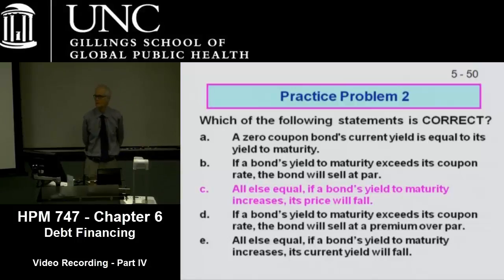What is the current yield on a zero coupon bond? Zero. There is no coupon. That's why it's called zero coupon. So it's all capital gains. There's nothing but capital gain yield. There's no coupon yield. There's no current yield in a zero coupon bond at all.